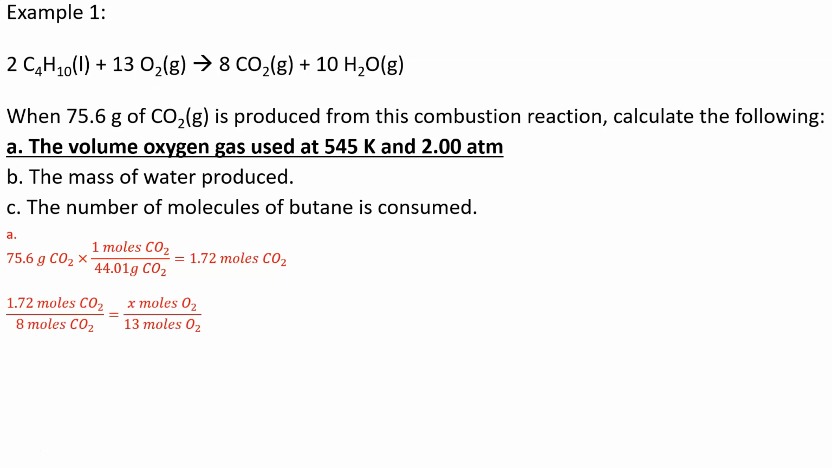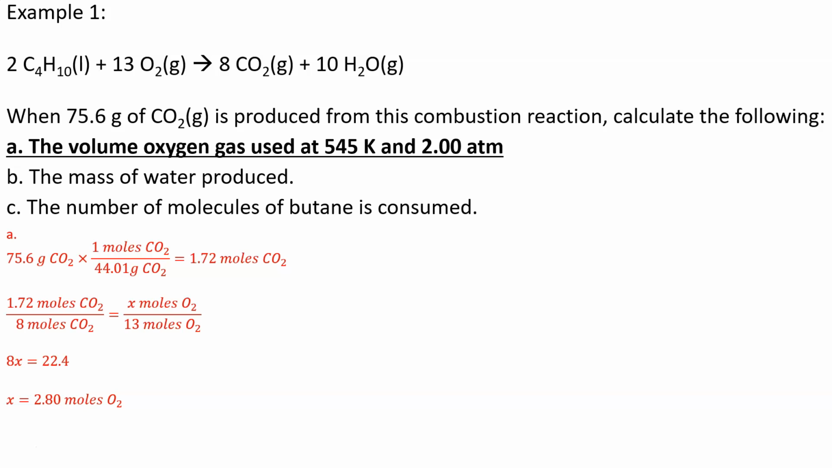So I have 1.72 moles of carbon dioxide, that's what I just found, over the coefficient for CO2, which is 8 moles of CO2, and that's what I'm going to use in every part of this from now on. It's the given moles over the coefficient equals X moles of O2, I'm looking for O2, divided by 13 moles of O2. We're going to cross multiply and then divide by 8. You find that the answer would be 2.80 moles of O2.